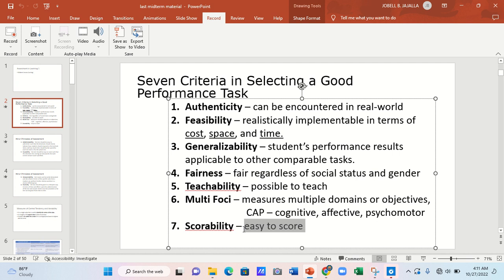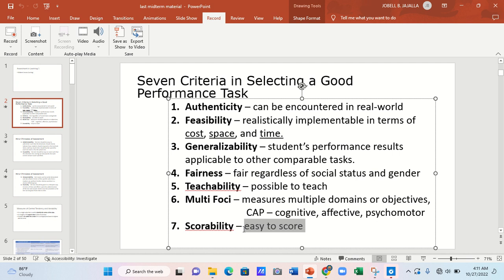Then after checking all the correct answers and wrong answers of that student, all the teacher has to do is to count the number of the correct answers and then assign the score right away. So no hassle, there is high scoreability.